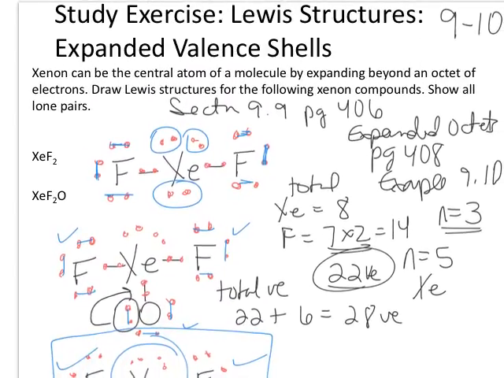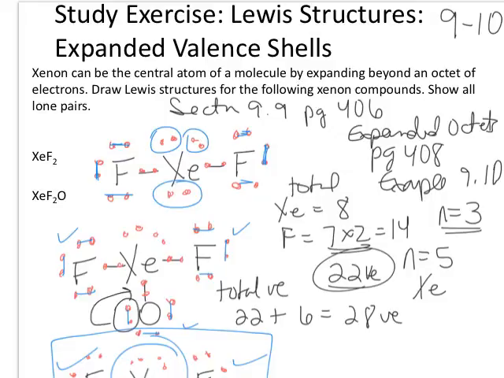Okay, this is problem 9-10, and this is a re-recording. So I already have drawing on here, but I'm just going to go through it. This is section 9.9, page 406, expanded octet. You need to read about expanded octet on page 408, example 9.0.